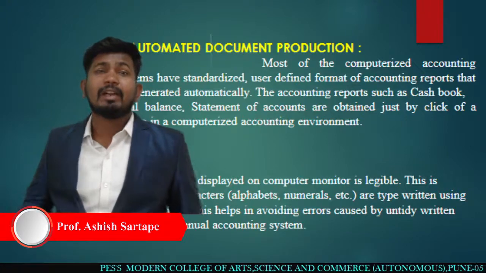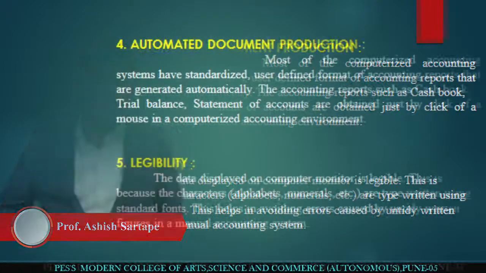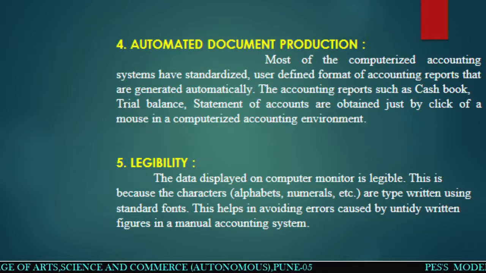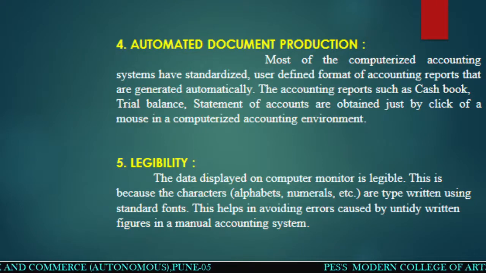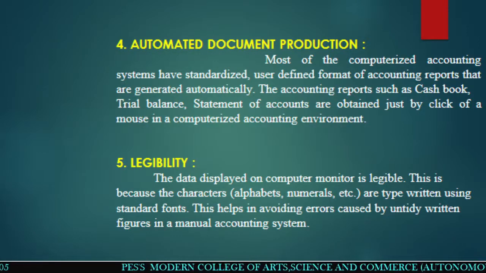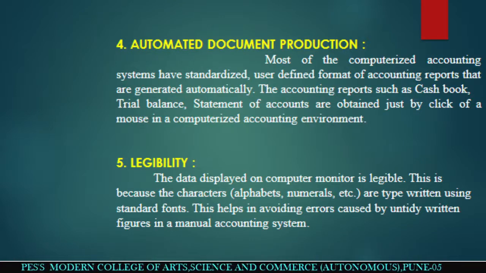Then the fifth one is legibility. The data displayed on the computer monitor is legible. This is because the characters, alphabets, numerals, etc. are typewritten using standard fonts. This helps in avoiding errors caused by illegibly written figures in a manual accounting system.